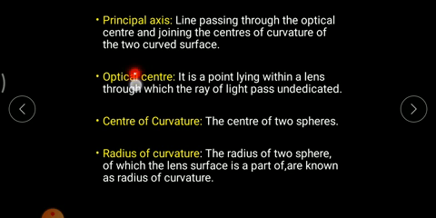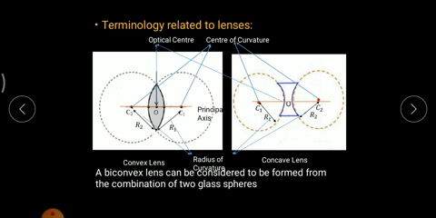What is the optical center? It is the point lying within a lens through which a ray of light passes undeviated. This is a ray of light. This is the optical center. From this optical center, the ray of light remains undeviated, which means the ray of light will suffer minimum deflection. In reality, there is a deflection, but we have to ignore it. For understanding terminology, we have to ignore that deviation.